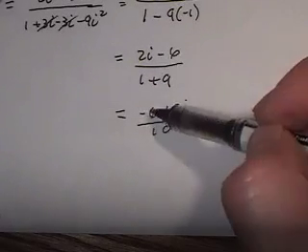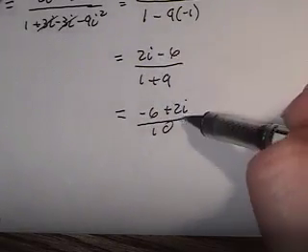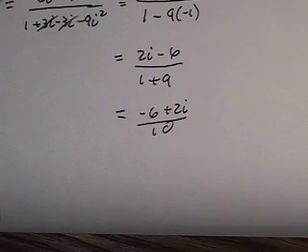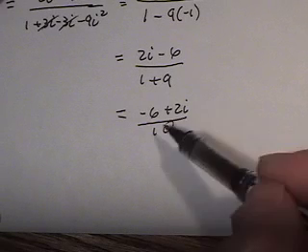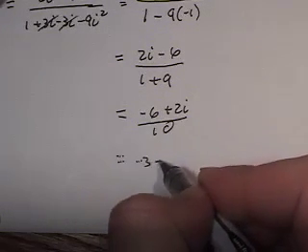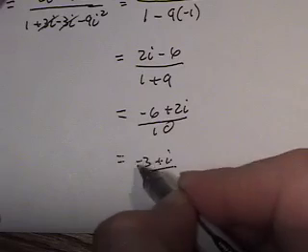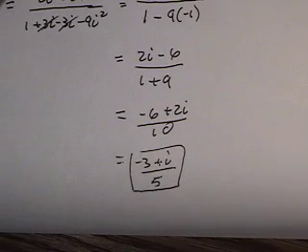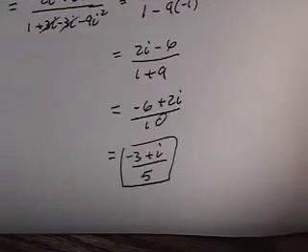All right, so I just put the real first. So it was negative 6 first. So it goes real, imaginary. That's just the nomenclature to write it. Now you'll see I can take a 2 out of everything. So it'll be negative 3 plus i all over 5. All right, so that's how you simplify complex numbers.